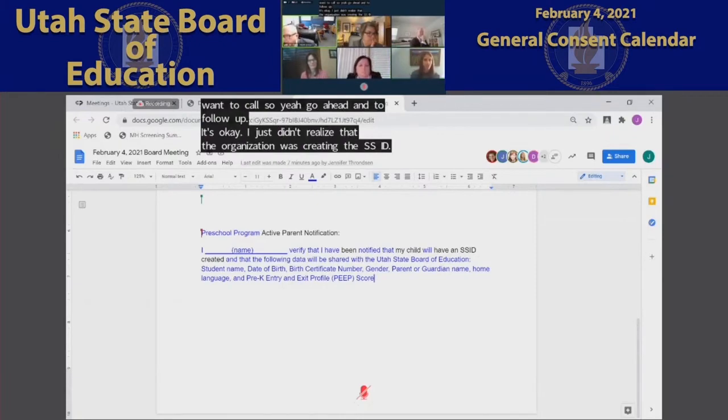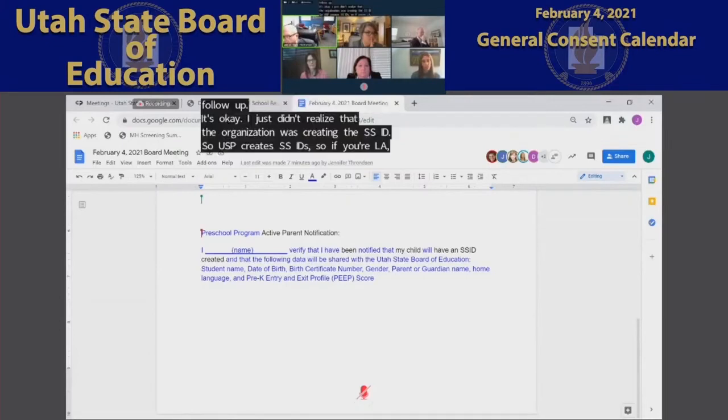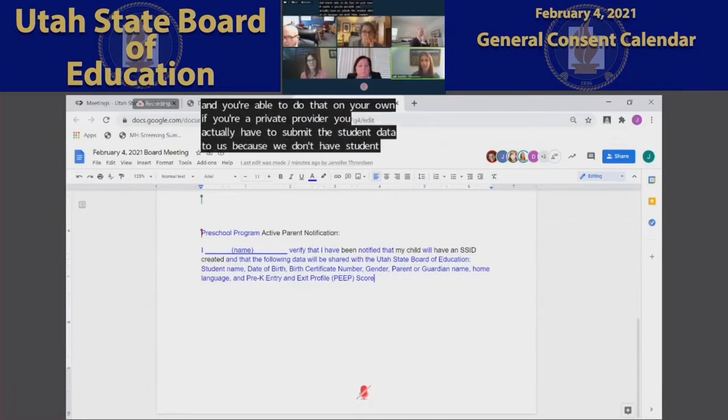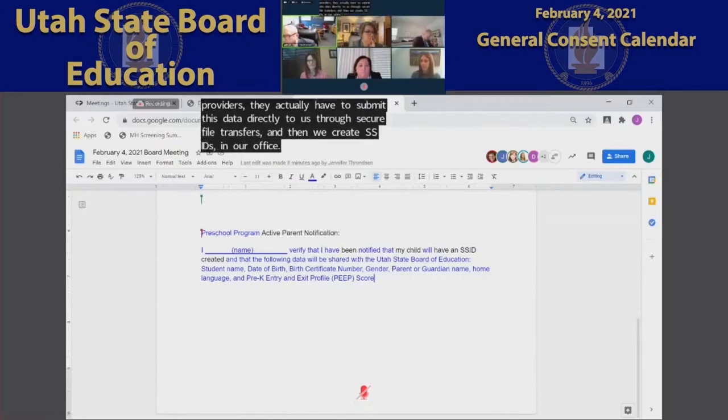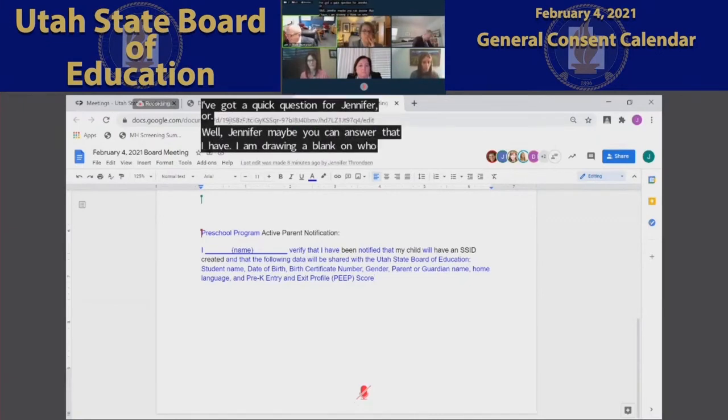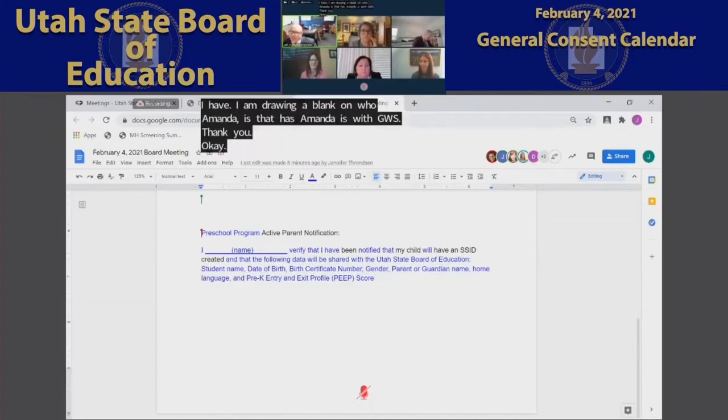I've got a quick question for Jennifer, or, well, Jennifer, maybe you can answer this. I am drawing a blank on who Amanda is that has their hand up. Amanda is with DWS. Thank you. Okay. Amanda, your hand has been raised. Yes, my name's Amanda McPeck.